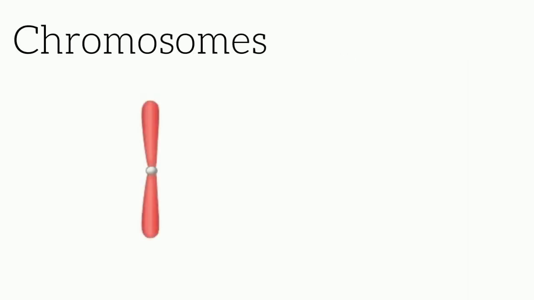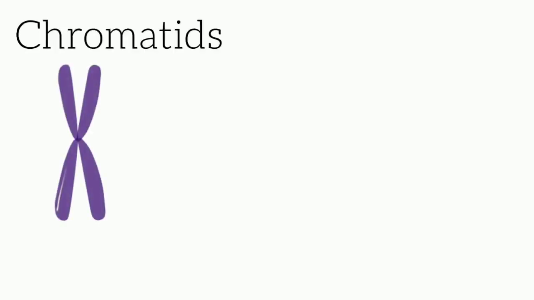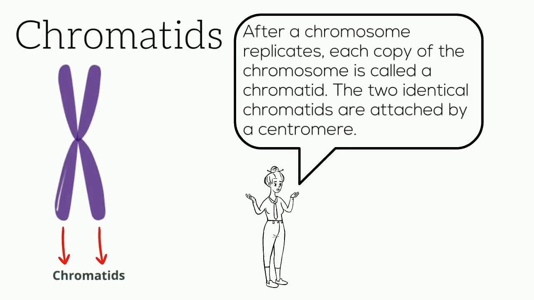Chromosomes are packages of DNA which condense and replicate prior to mitosis. This is an unreplicated chromosome shown here. Following replication, each copy of a chromosome is called a chromatid. The chromatids are identical and attached to each other by a centromere prior to cell division.